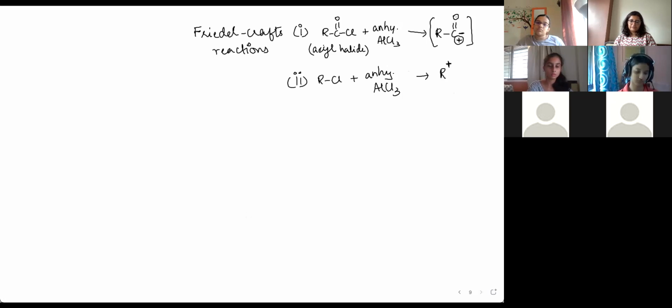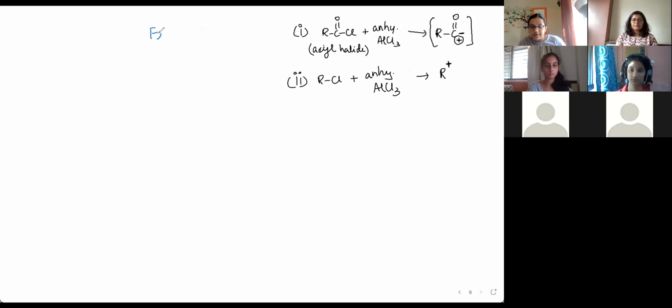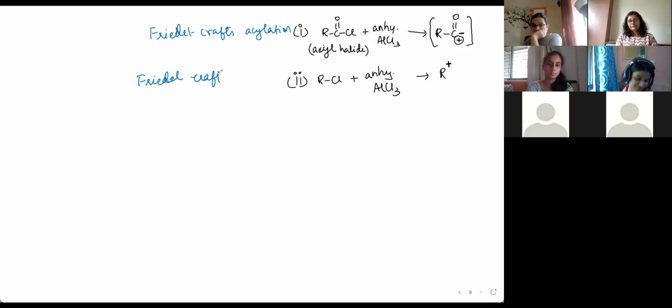So you can note it down as two different things. First one is acylation, second one is alkylation. So this is Friedel-Crafts acylation, and this is Friedel-Crafts alkylation. Again, it's all there in the names. In acylation the acyl group is introduced, in alkylation the alkyl group is introduced.